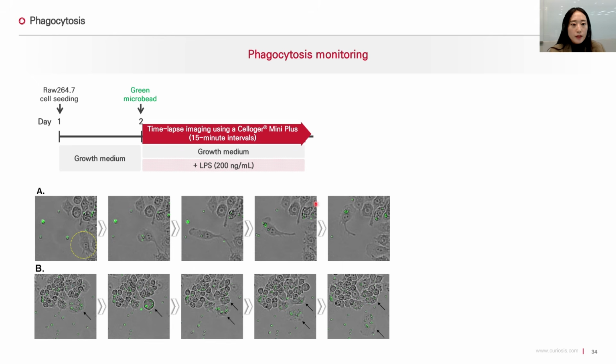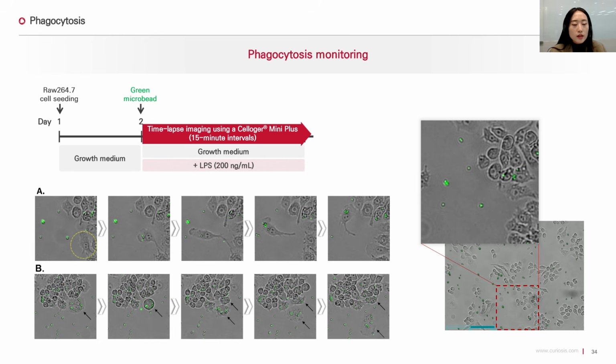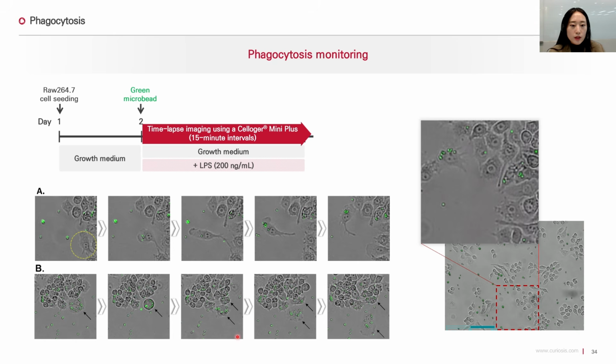Once the macrophages were activated, we added green fluorescent microbeads to visualize phagocytosis in real time. With CellLogger Mini Plus, we could continuously observe the macrophages migrating toward the beads, engulfing them, and enclosing them inside the cytoplasm. This sequence, captured every 15 minutes, clearly shows how LPS-stimulated cells exhibit more active movement and higher bead uptake than control. Interestingly, after bead internalization, we even observed a division of the engulfed bead into daughter cells during mitosis.